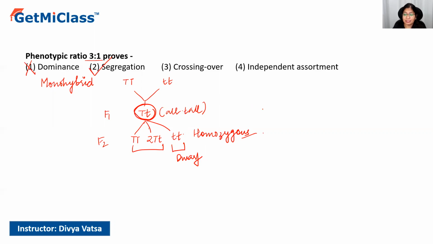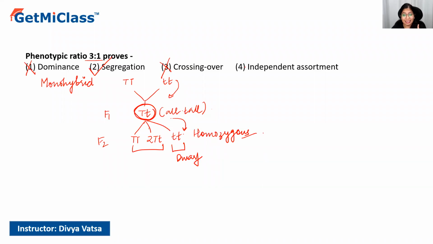Looking at the third option, that is crossing over. Yes, it takes place in the parents, in F1, and even in F2. But that is not proving our 3 to 1 ratio. Whenever gametes fuse, crossing over will take place, but because of that, our ratio is not coming 3 to 1. So crossing over can't be the option.